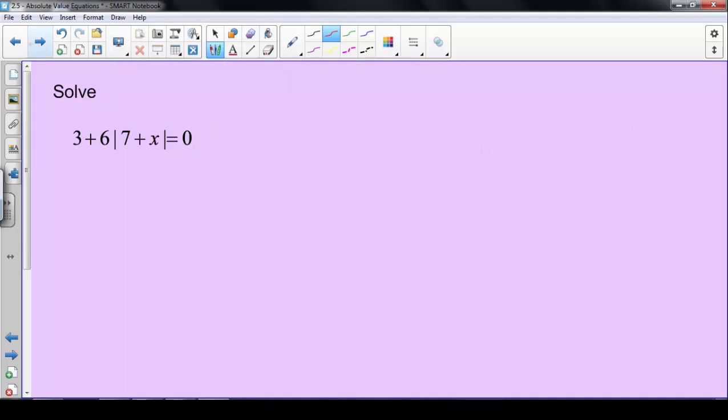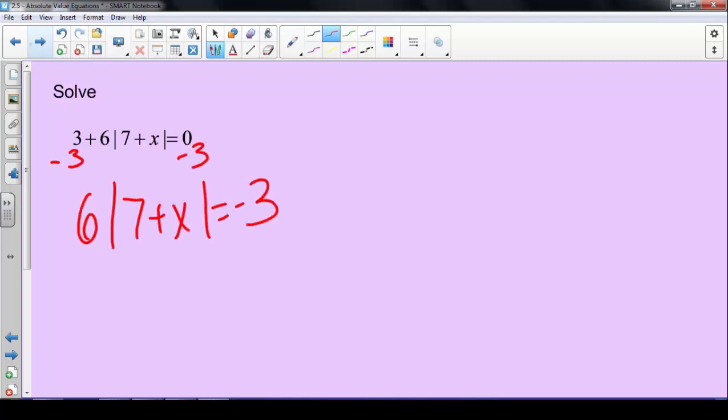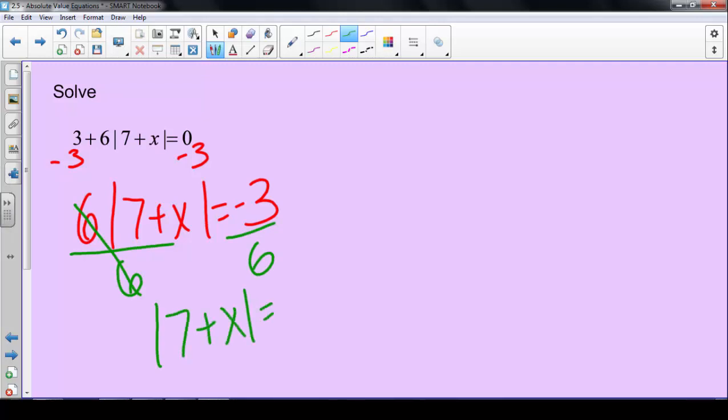Same idea, get that absolute value by itself. But now look again, we have an absolute value equaling a negative number. We can't have that, so it's no solution.